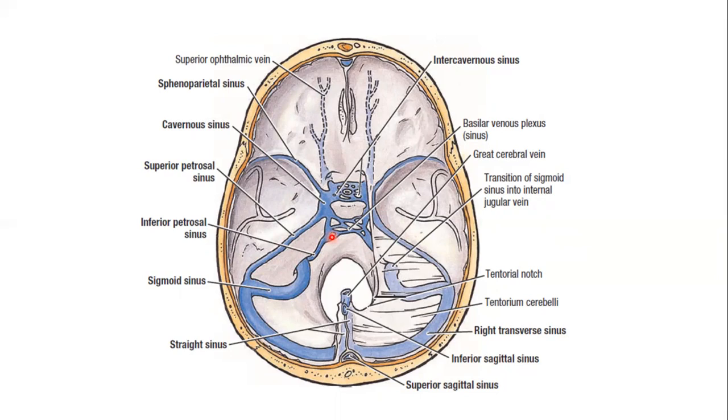And the fourth paired sinus is the transverse sinus. As you could see, this is the right transverse sinus, and this is the left transverse sinus. You could see, yes, this is the left transverse sinus, and this is the right transverse sinus. And then another paired one is the sigmoid sinus.